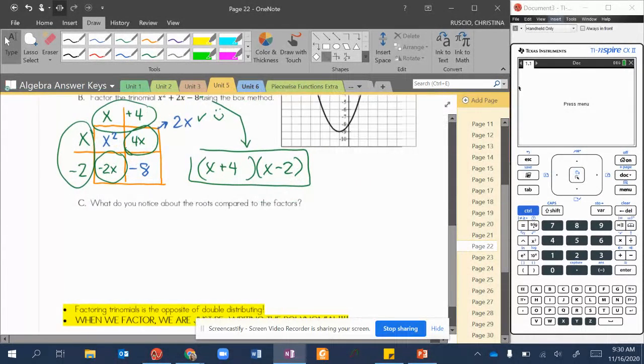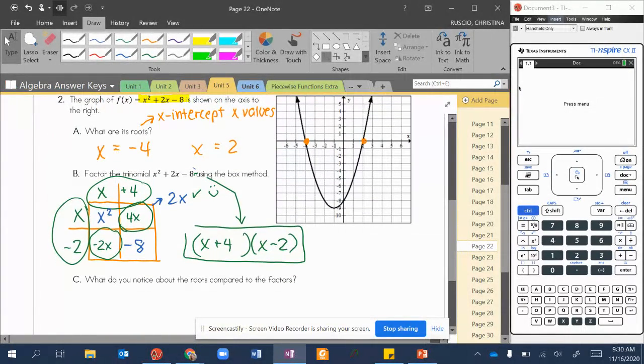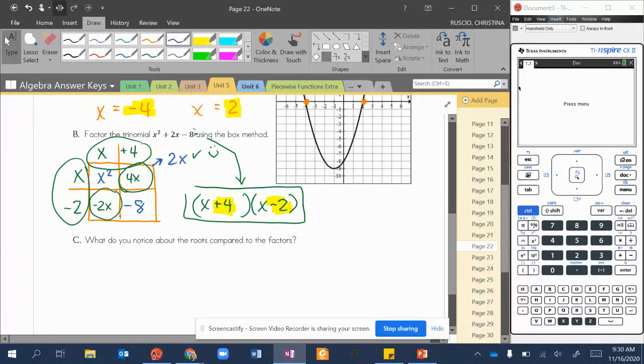And then part C is asking us to make a connection. What do you notice about the roots compared to the factors? Well, let's check it out. The roots were at -4 and +2. Did you see this? It's a +4 and -2. So they're almost identical, except their signs are different. So the same number, but different signs. That's so cool. I wonder why it did that.